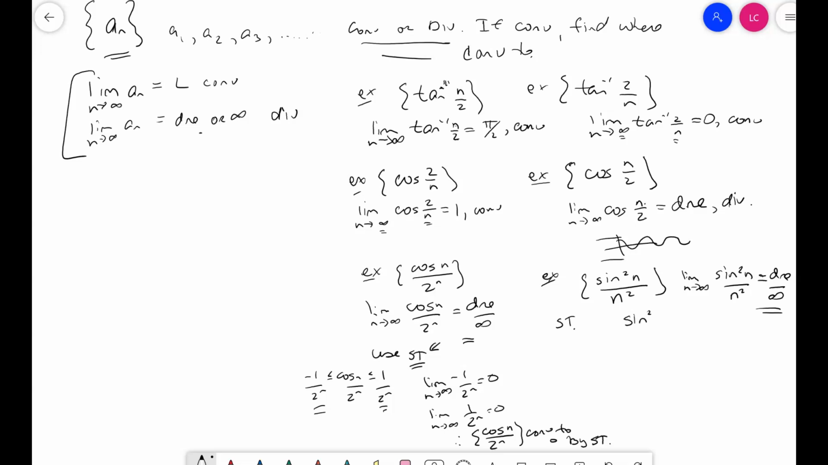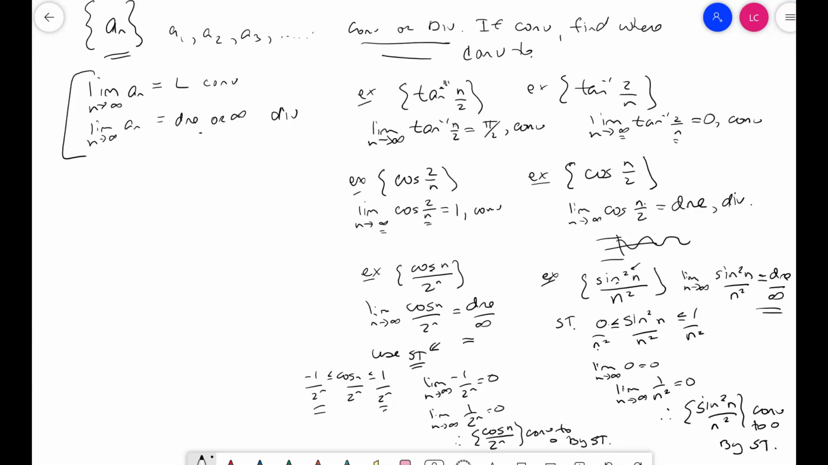Whether it's a sine or a cosine when you're doing squeeze theorem, if the trig function is squared, then it's bounded between 0 and 1, and then I divide everywhere by n squared, right? So this just is 0. So the limit as n goes to infinity of 0, that's 0. Pretty silly to have to write that. And then 1 over n squared, 1 over infinity squared, that's 0. So then you can conclude this converges to 0 by squeeze theorem.